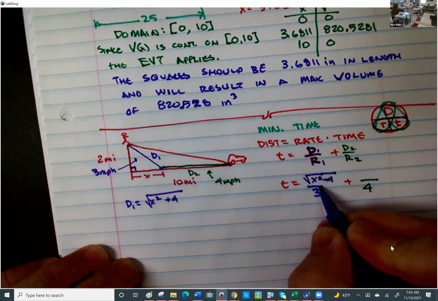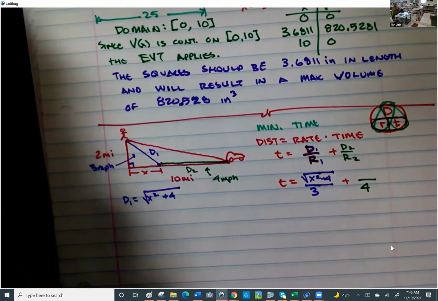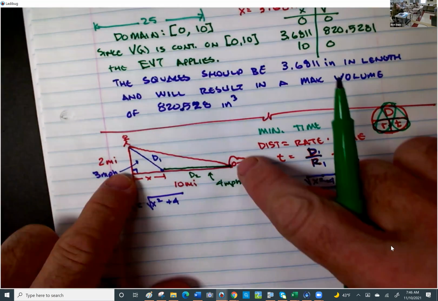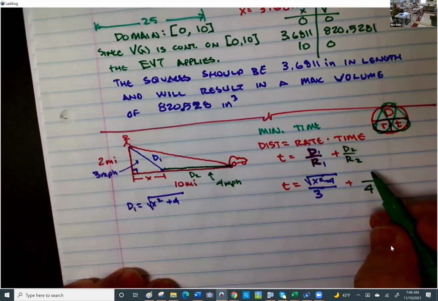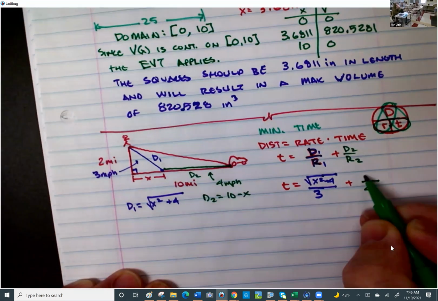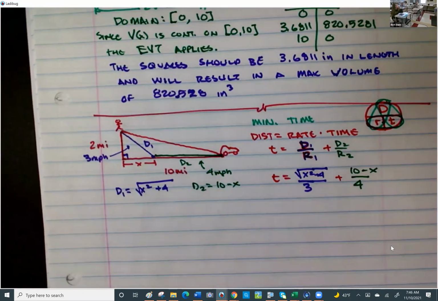And now, what will D2 be? Just 10 minus x, right? Because we know once we reach this point on the road, it's 10 miles away. So any distance x is just going to lessen what that is. So yes, D2 is simply 10 minus x. Look what we have. We have an equation with our optimization variable and only one other variable on the other side. Okay. Again, domain this. What will our domain be here?